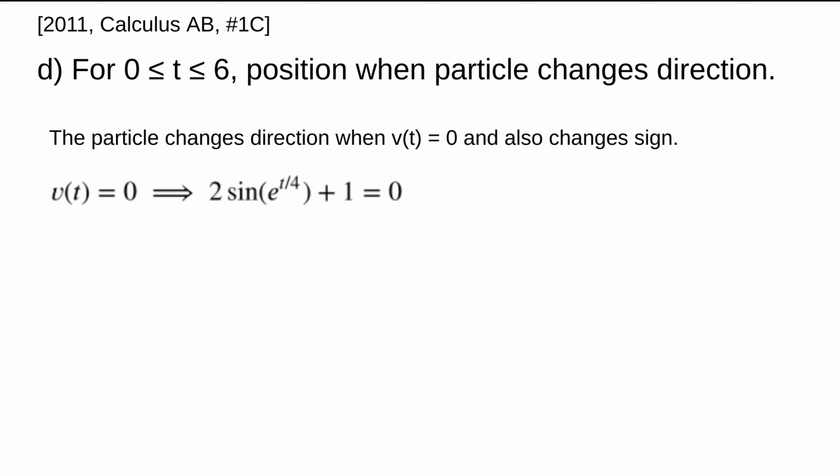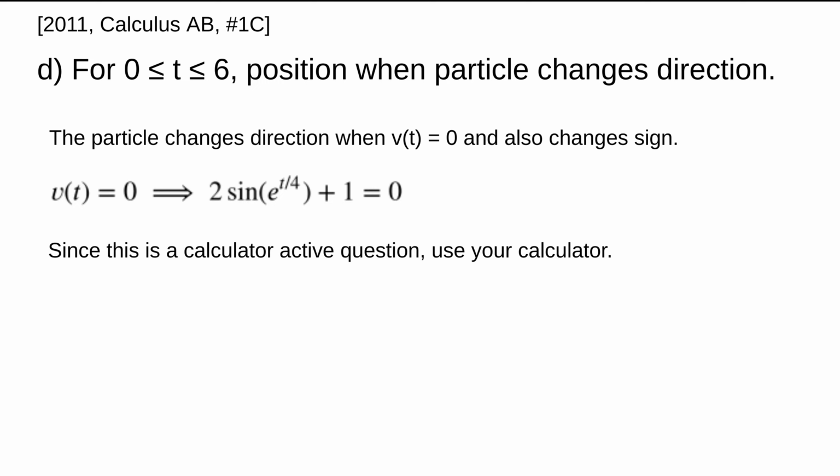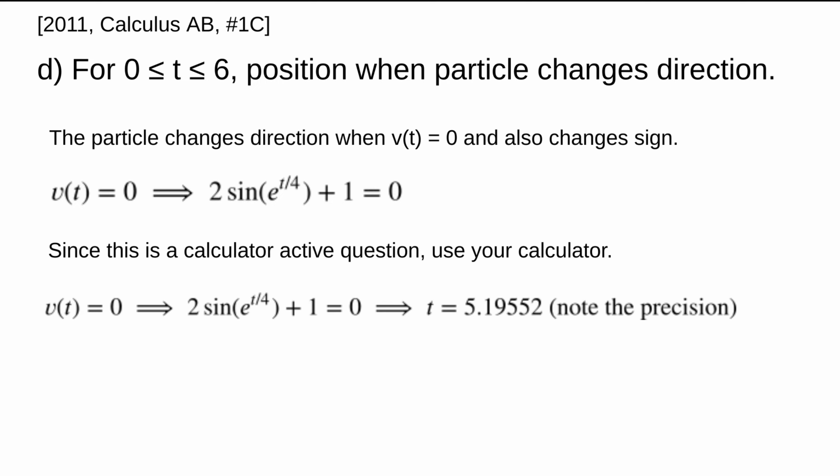All right, so v of t equals 0. We can solve this equation algebraically, kind of. So we get v of t equals 0, 2 times the sine of e to the t over 4 plus 1 equals 0. So the sine would have to equal negative 1/2. But again, it's a calculator question. Use your calculator. T equals 5.19552.